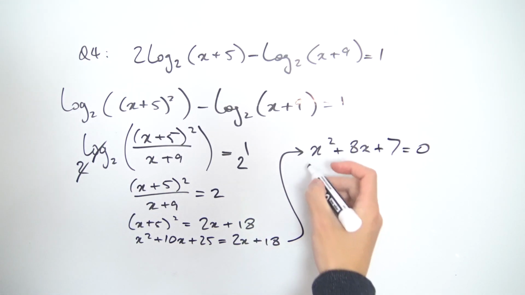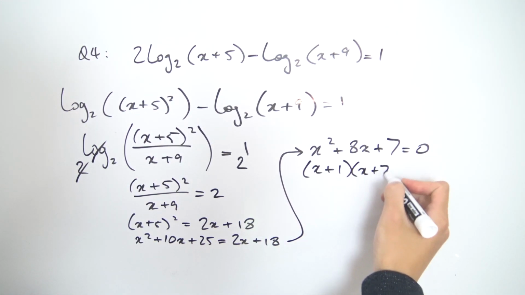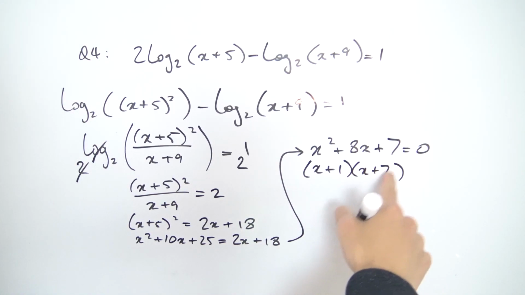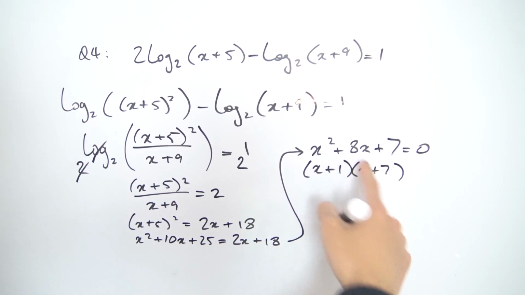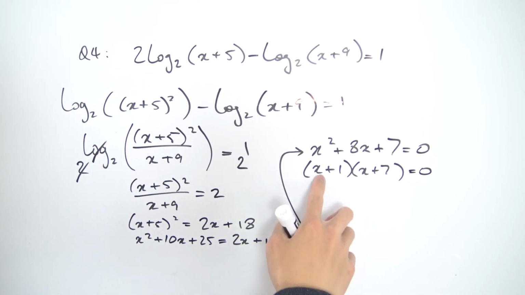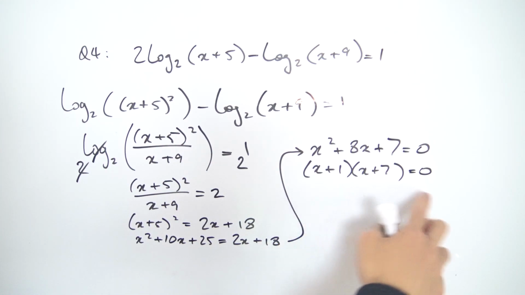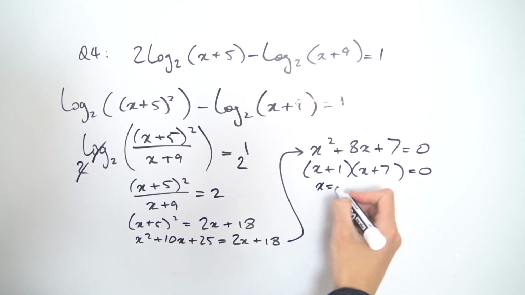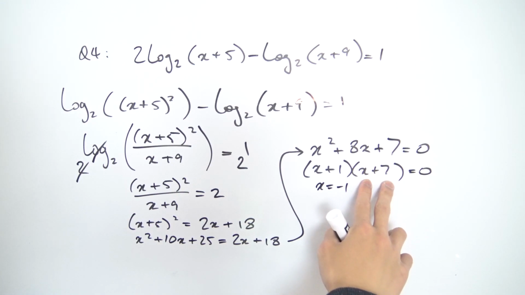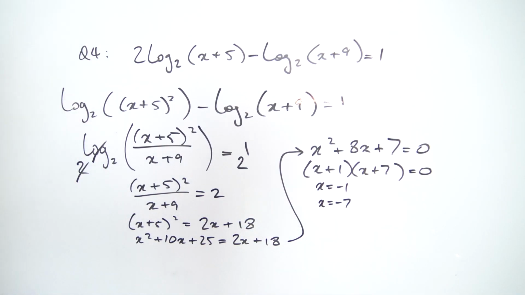Now let's try to factor this out a little bit. So this is (x plus 1)(x plus 7), because notice 1 times 7 is 7, and 1 plus 7 gives you 8, and that's equal to 0. And now this is pretty easy to solve. We just simply do the null factor law. So take the case where x plus 1 is equal to 0, well, x is equal to minus 1, and take the case where x plus 7 is equal to 0, so x is equal to minus 7.